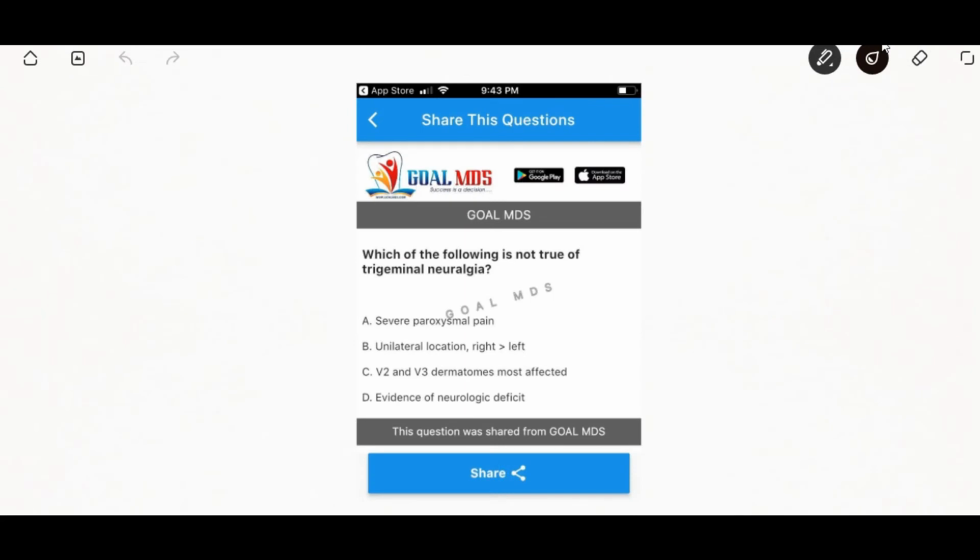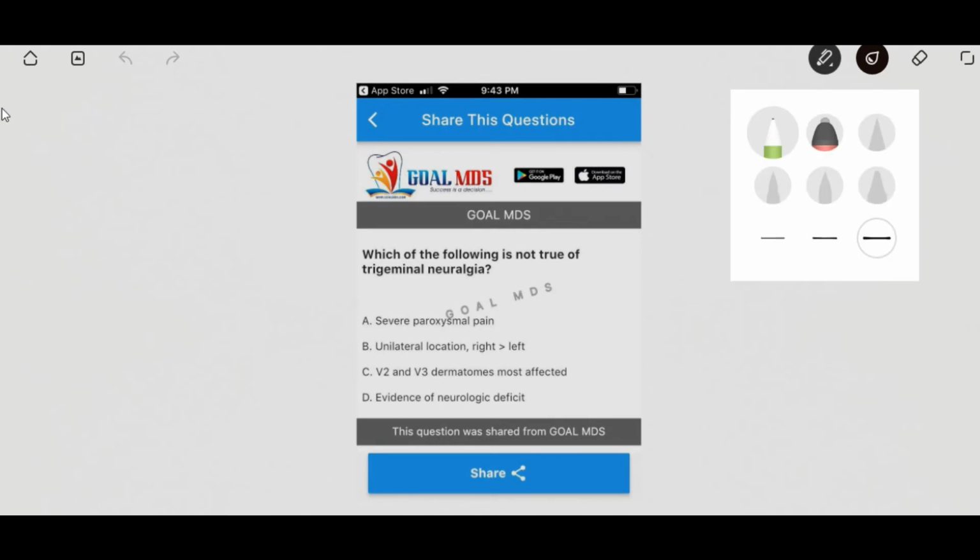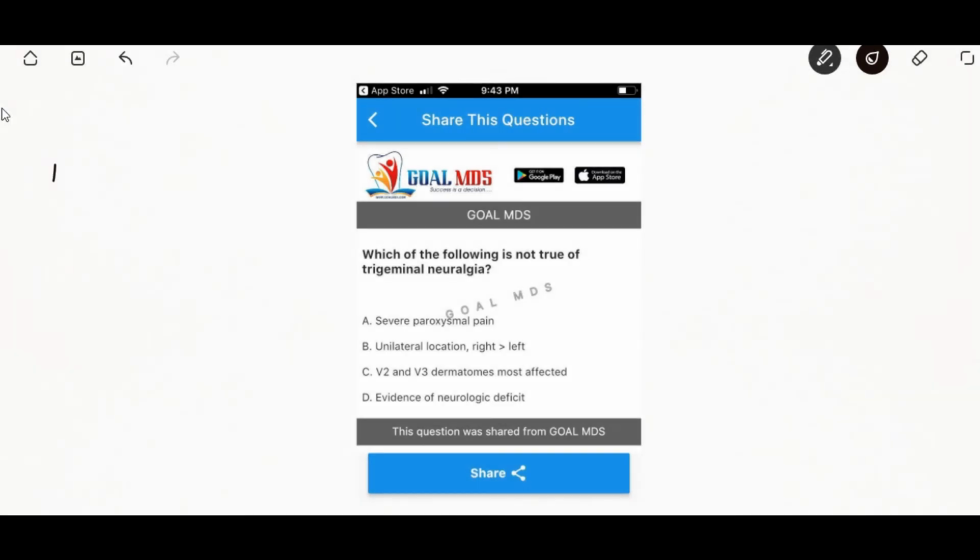Another question is, which of the following is not true of the trigeminal nerve? The first option is severe paroxysmal pain. So what is trigeminal neuralgia? First of all, you should know that trigeminal neuralgia is a condition that may be caused by a blood vessel pressing against the trigeminal nerve. That is why it is known as vascular compression.